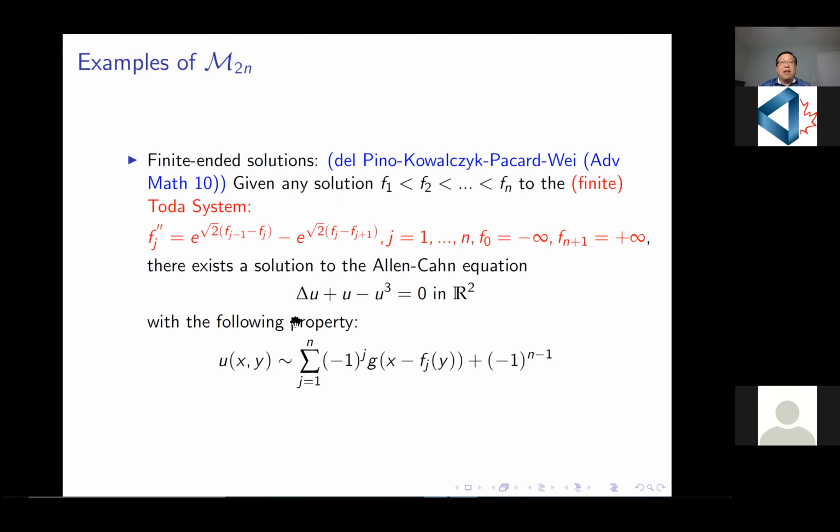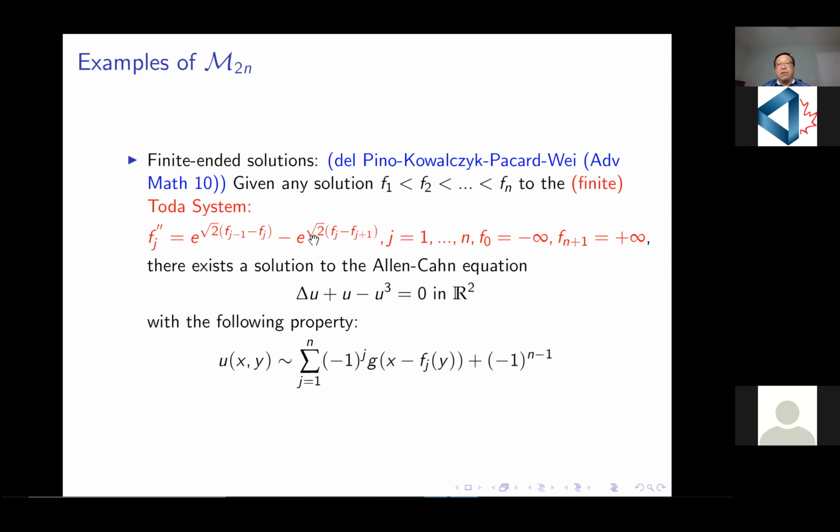So there's another type of finite-ended solution, which are given by the so-called Toda system. This was constructed by Del Pino, Kowalczyk, Wei, and myself in 2010. What we prove is that if you have a solution to the Toda system, then you can construct a solution to the Allen-Cahn equation in 2 dimensions, whose nodal set is governed by the Toda system.